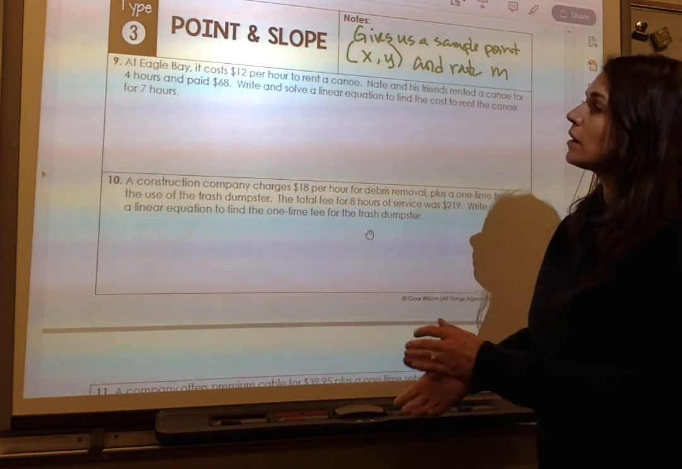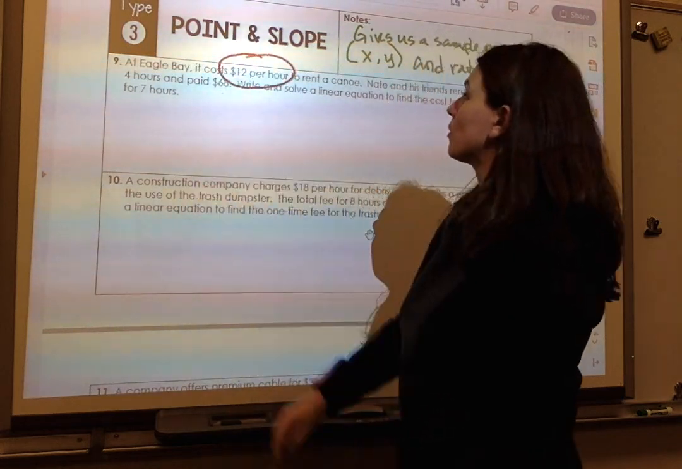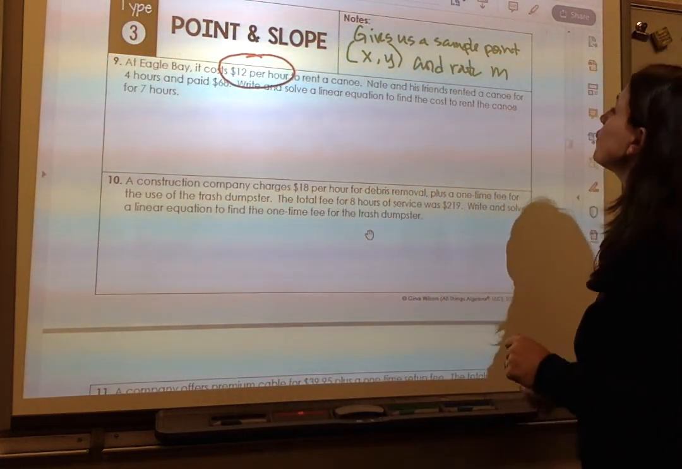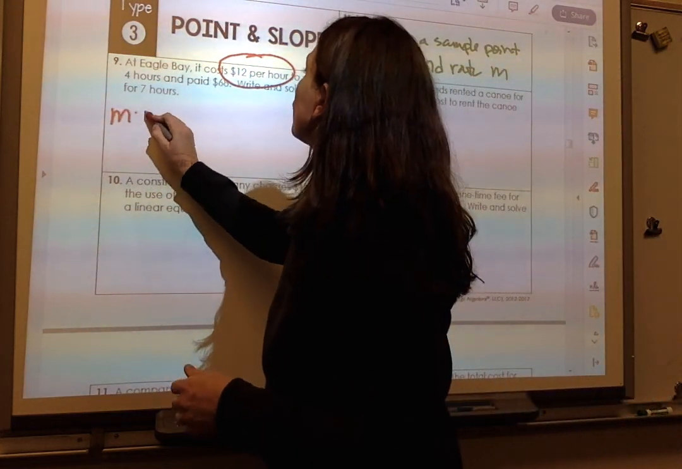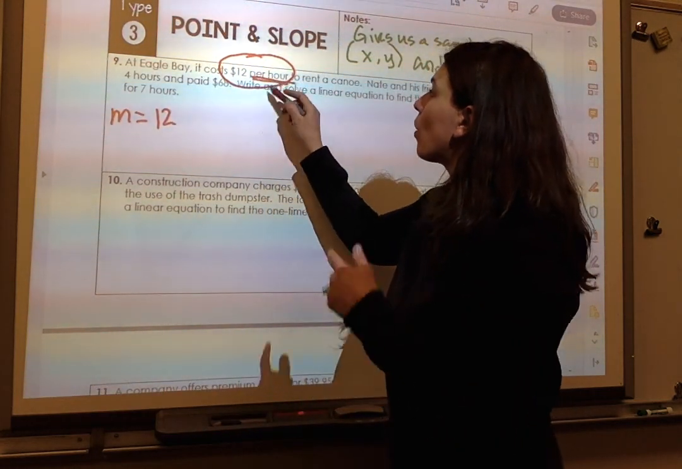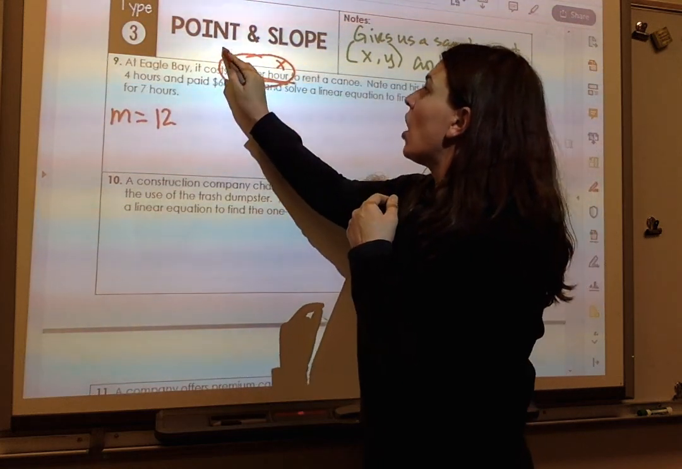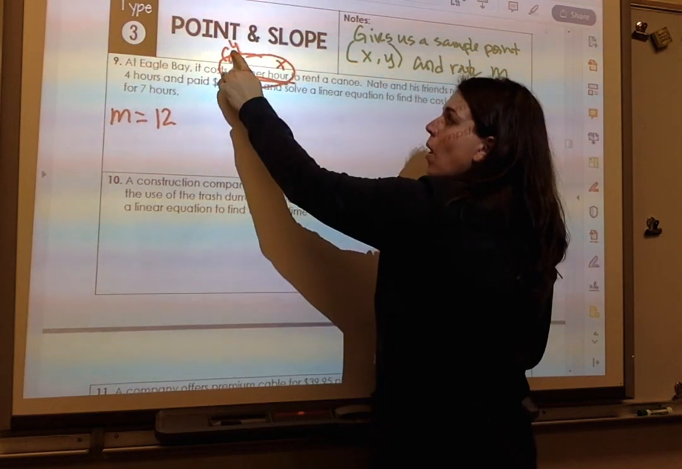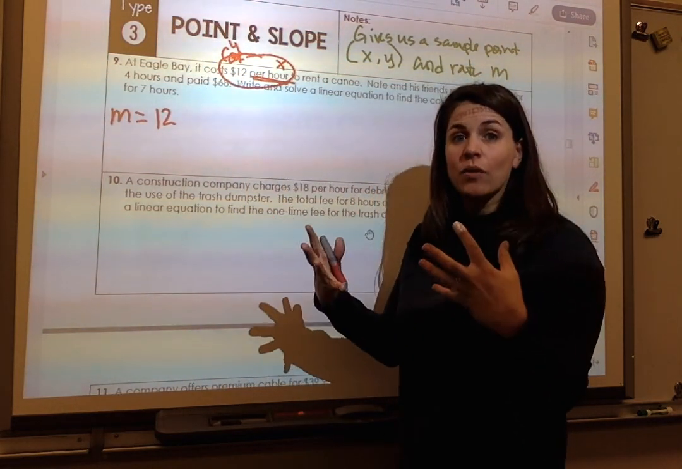Okay, so let's look at number 9. At Eagle Bay, it costs $12 per hour to rent a canoe. Slope, $12 per hour. Nate and his friends rented a canoe for 4 hours and paid $68. So let's take a look at that slope. My slope is $12, and because it says per hour, I know that x is hour and this is cost. So x is going to be hour, y is going to be cost. That's so easy because I've got that language there.